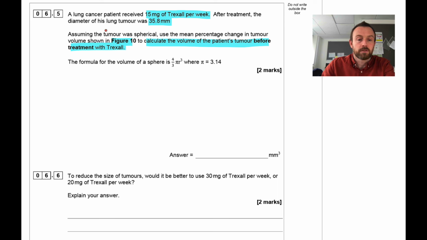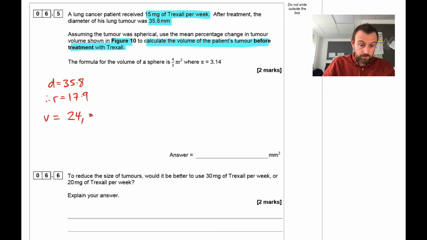Oh, this is long-winded. Okay, so D equals 35.8, therefore R equals, what is that? Divided by 2. Can't do that in my head. 35.8 divided by 2 equals 17.9. So the radius is 17.9. So the volume equals 4/3 pi r cubed of that. So 17.9, that seems like a lot. 24,024 millimeters cubed, but that's after treatment.